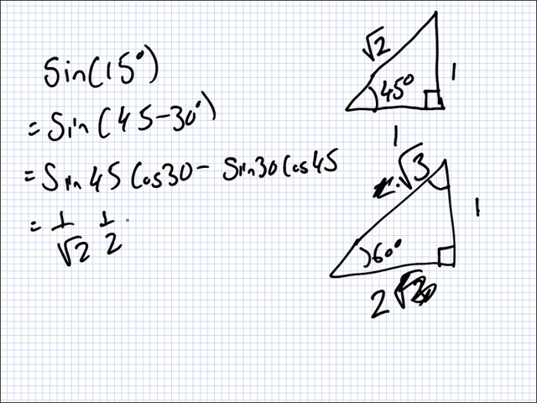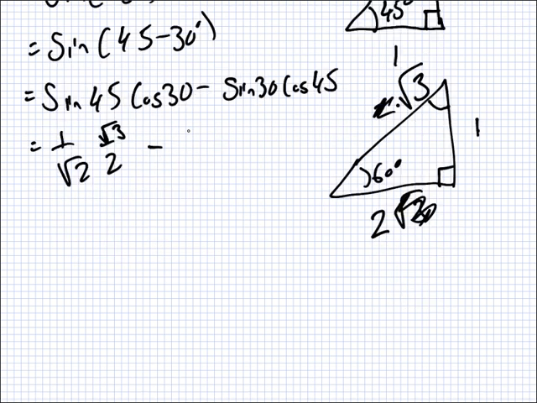Root 3 over 2. Root 3. Sine 30. Cosine 30, hang on. Sorry, I'm very tired. Wait, just let me draw my triangles again.